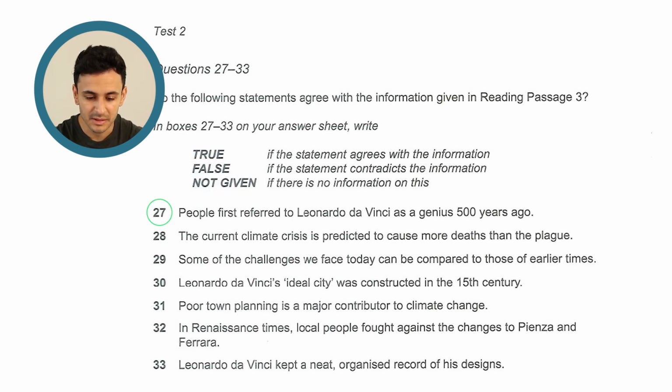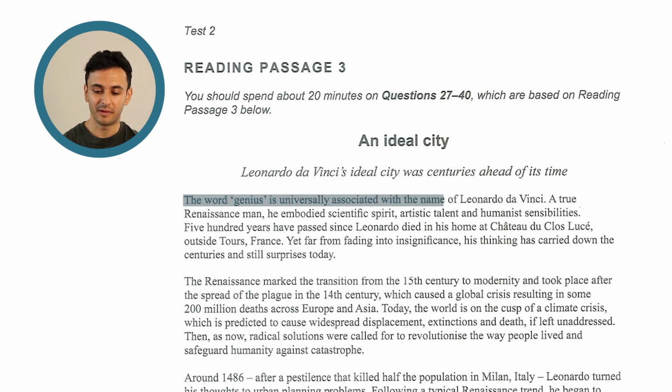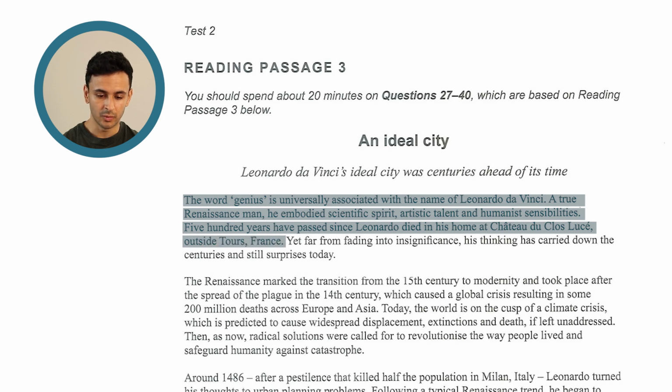Now when I read number 27, people first referred to Leonardo da Vinci as a genius 500 years ago. So the keywords here are the man himself, Leonardo da Vinci, and then genius. And I remember reading the word genius, in the very first paragraph. I'm going to go there, and it starts with: the word genius is universally associated with the name of Leonardo da Vinci, a true Renaissance man. He embodied scientific spirit, artistic talent, and humanist sensibilities. 500 years have passed since Leonardo died in his home at Château du Clos-Lucé outside Tours, France.